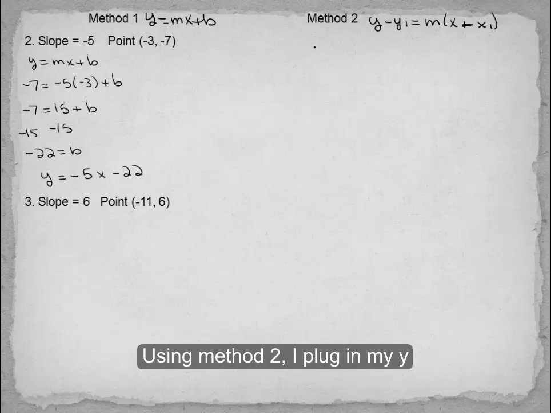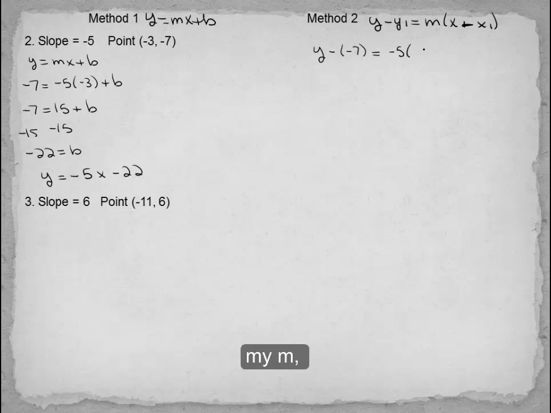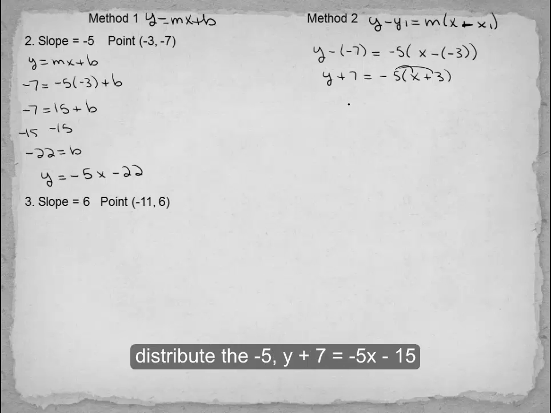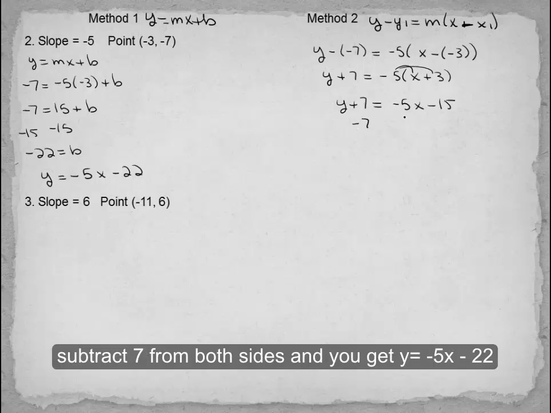Using method 2, I plug in my y, my m, and my x. Y plus 7 is equal to negative 5 times x plus 3. Distribute the negative 5. Y plus 7 is equal to negative 5x minus 15. Subtract 7 from both sides, and you get y is equal to negative 5x minus 22.